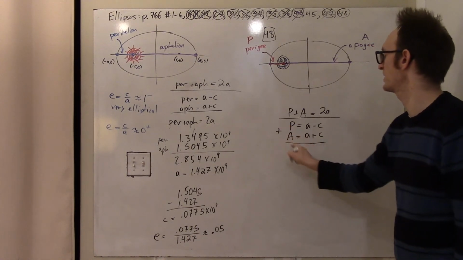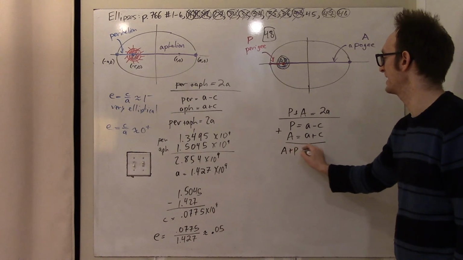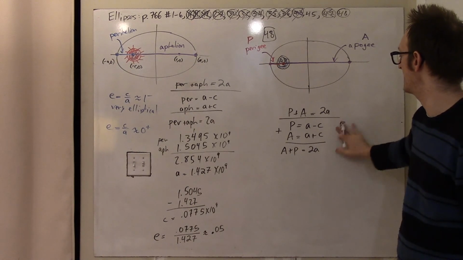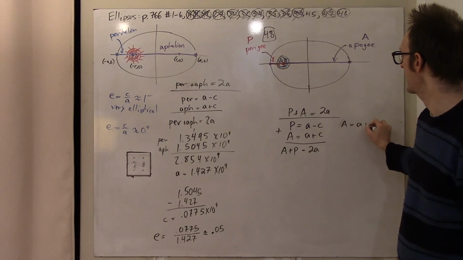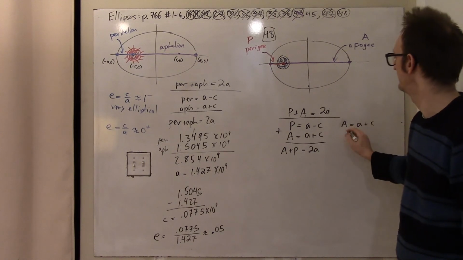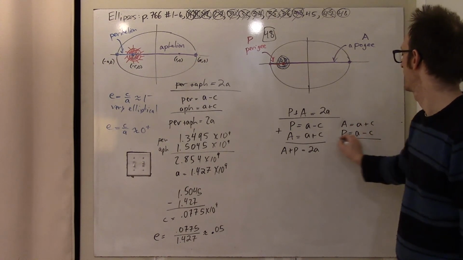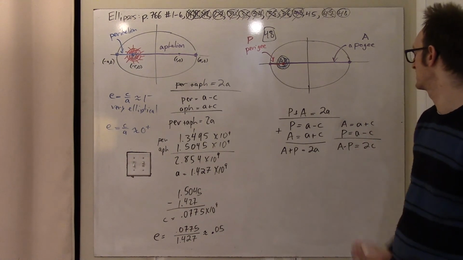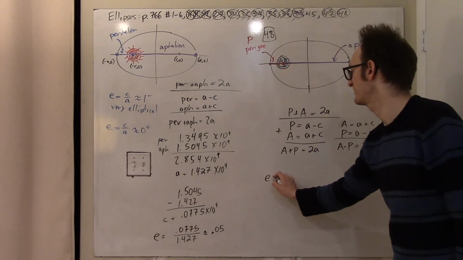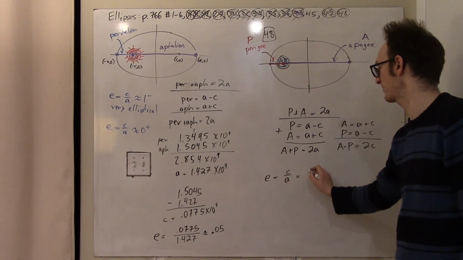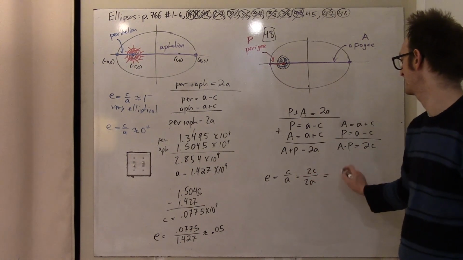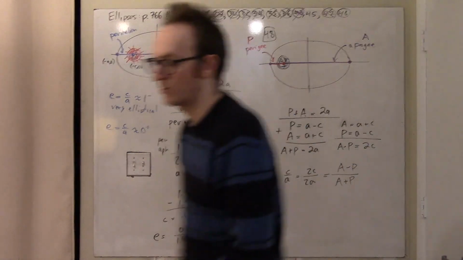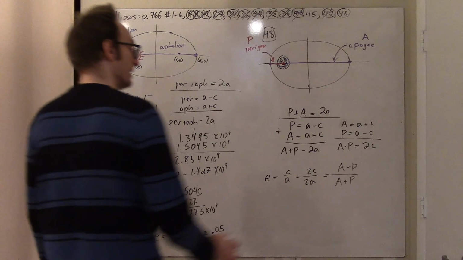So if I add these two equations, then I get that A plus P is 2A, which is what I just said above, just by duh. But if I instead take the two equations and subtract them, then I get A minus P equals C minus negative C, which is 2C. And therefore, if the eccentricity is C over A, I might as well write it as 2C over 2A. And 2C is A minus P, and 2A is A plus P. So that is exactly the formula that they asked me to prove.